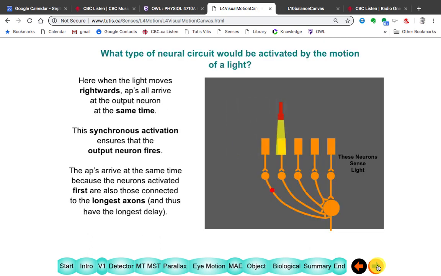Now, you saw that here, what happens is if this light goes past these receptors at the right speed and in the right direction, because it lights up this one first and this axon is longer, it takes longer for this to get here. It lights up this one last and it's shorter. And so all these things meet at the same time in this cell and fire this cell. So by going at the right speed and in the right direction, you can fire this cell.